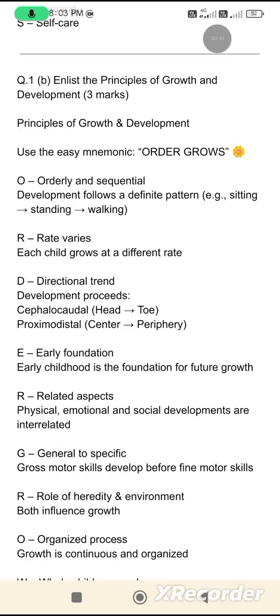Next, principles of growth and development. Easy to learn mnemonic is order grows.